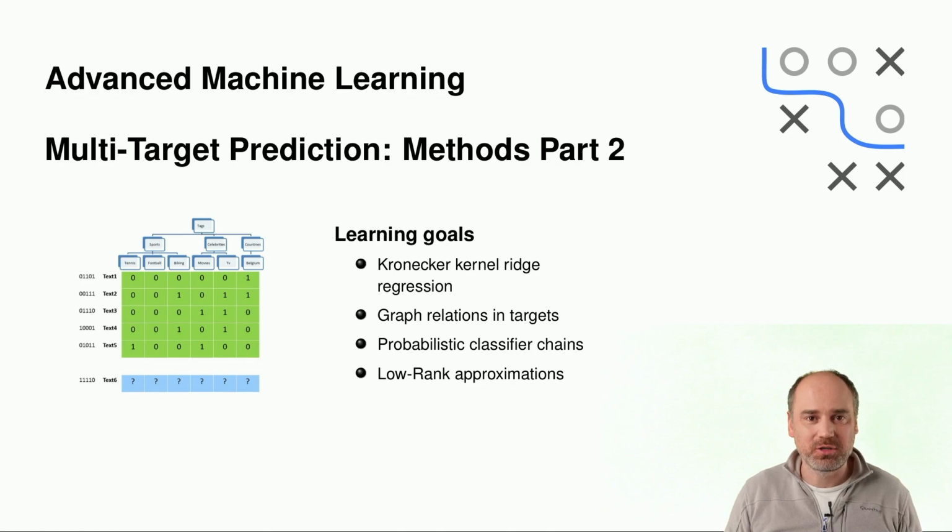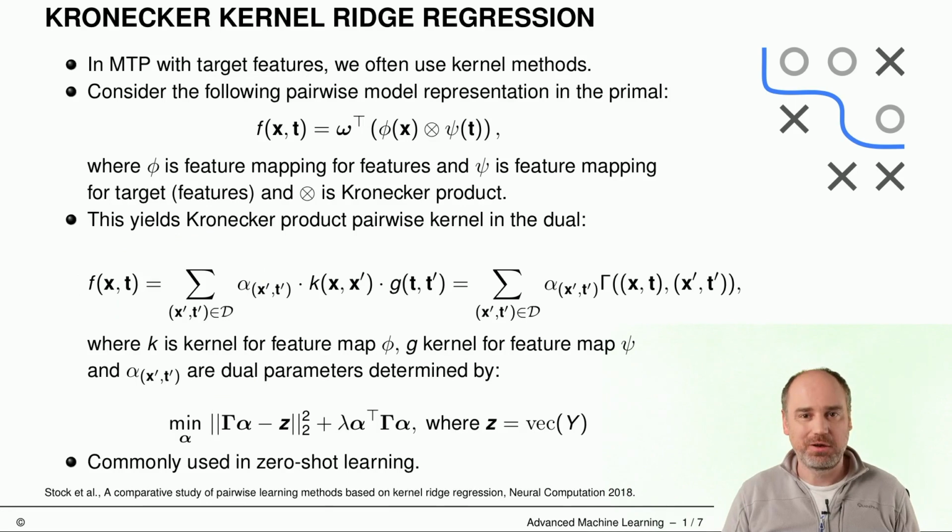So we'll talk a bit about kernel ridge regression, how to handle graph relations in targets, about probabilistic classifier chains, and last but not least, a little bit about low-rank approximations for our matrix of target features. So I guess we have to look directly into the methods. I guess that will make it a little bit easier. As I've said, the stuff is a little bit more advanced, but let's see. So let's start out with kernel ridge regression.